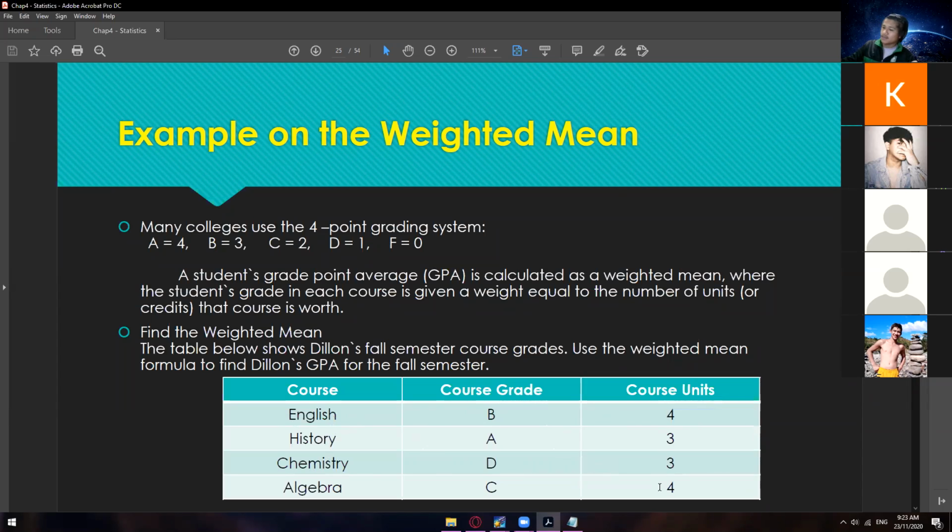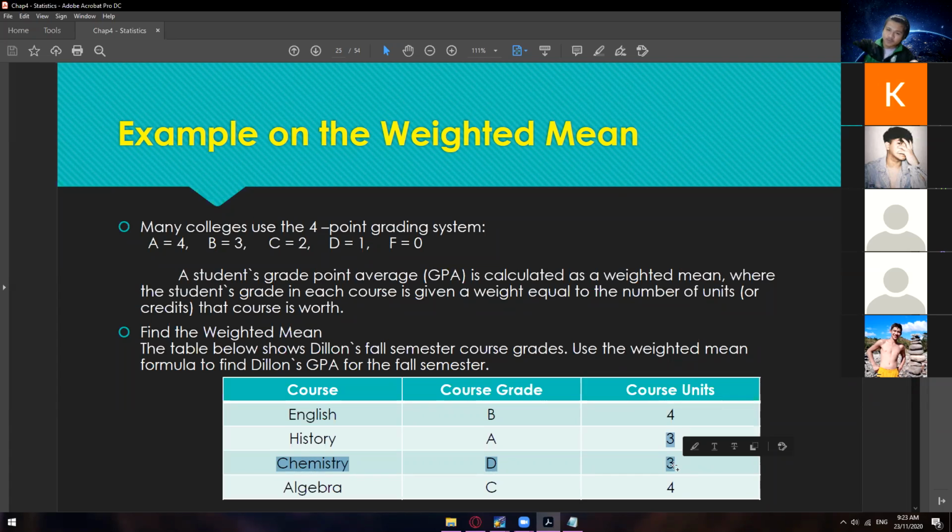Algebra is also 4, so its weight is the same as English. They have the same accreditation, unlike history and chemistry, which have a lower one. So we must have a higher grade in English and algebra, and it is better to have a lower score in history and chemistry since they have lower course units. But in UC, it doesn't matter. You must have everything high, because all of them are equal.